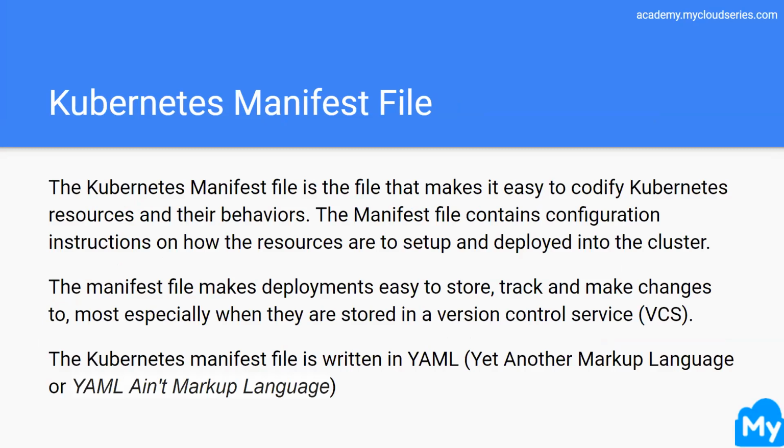Now, apart from being able to manage your Kubernetes cluster using the kubectl command, there's another way of managing your cluster in a more repeatable form. And we know this is the time of infrastructure as code and all that. So Kubernetes is not left out in that. So the Kubernetes manifest file is a file that makes it easy to codify Kubernetes resources and their behaviors. The manifest file contains configuration instructions on how the resources are to be set up and deployed into the cluster.